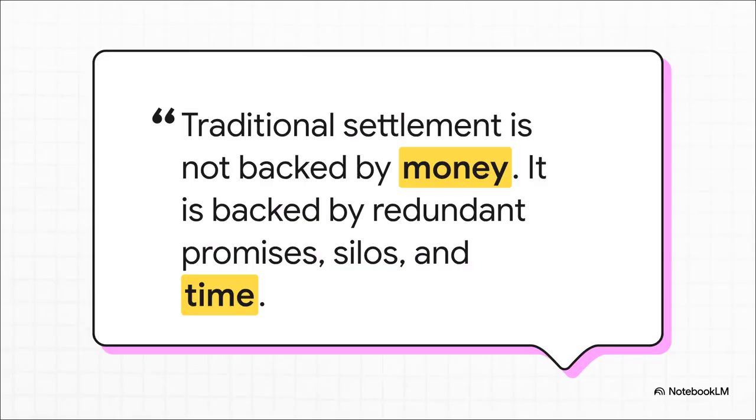This quote from the source material nails it. The old system isn't broken because people are doing bad things. It's broken by its very design. It relies on all these redundant promises and collateral sitting in different silos because it literally can't settle things instantly. And that time, that delay, is the real enemy of capital efficiency.